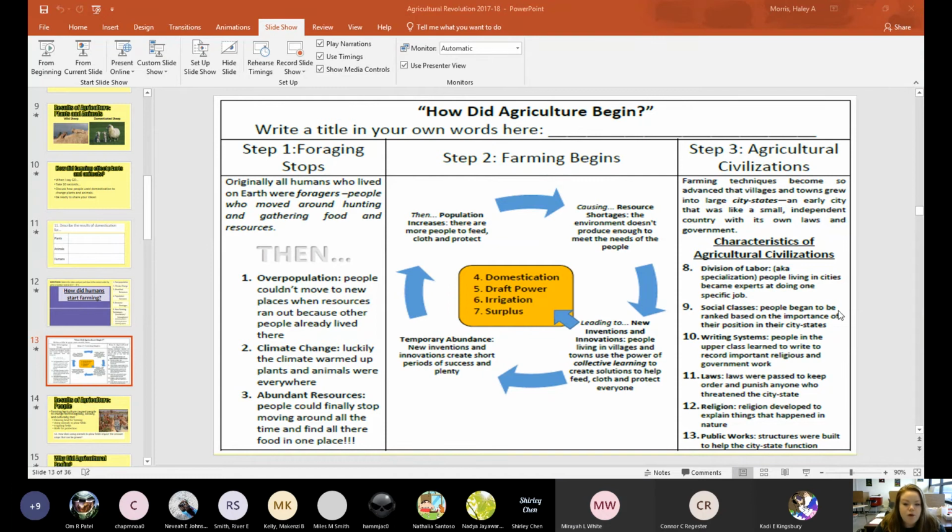So number 5, you could put new farming techniques or new inventions and innovations. Basically, it's the things from the section right above. And this creates a temporary abundance. These new inventions and innovations create short periods of success and plenty. And this just becomes a cycle. So we just keep moving in that cycle.